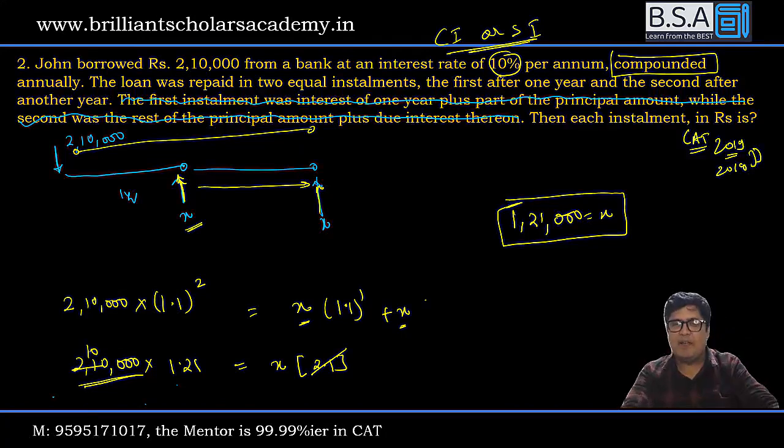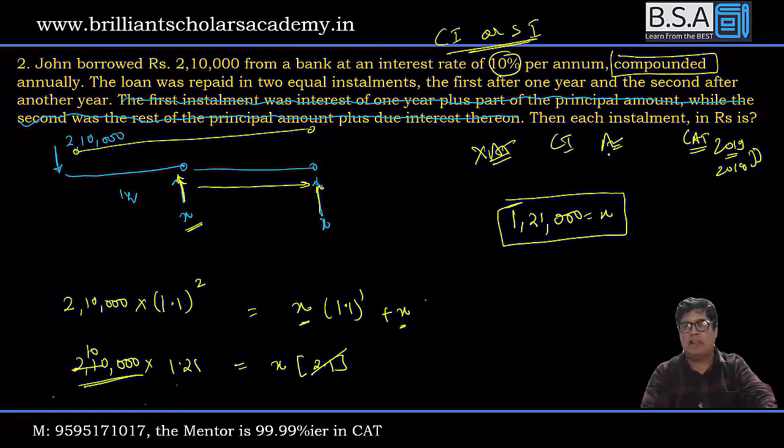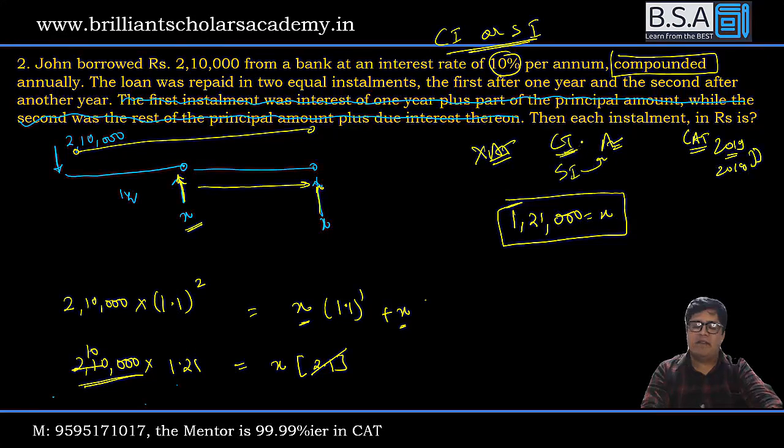Once it has happened in a ZAD question, after solving it on CI, none of the answers matched. Then it worked with SI. But otherwise, generally, installment questions are always on CI. Even if nothing is mentioned, always on CI. Everyone confirm if this is clear to you.